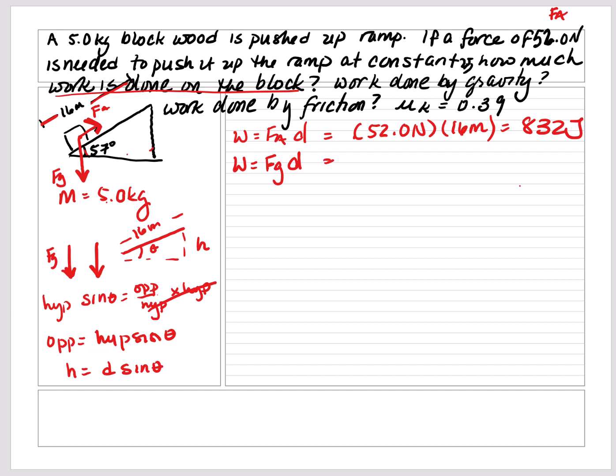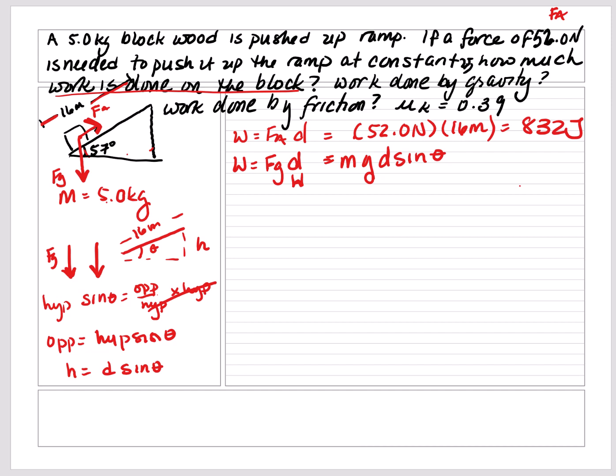And now if you notice, these are parallel. So Fg is now mass times gravity, because that's my weight. Height is d sine theta here. This right here is height, because we are talking about the vertical distance.